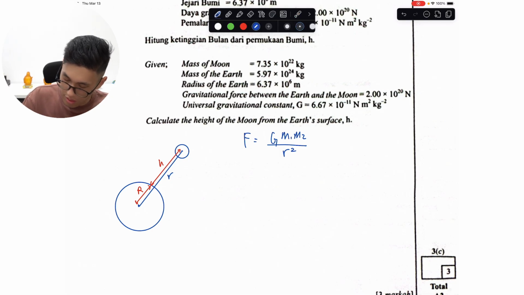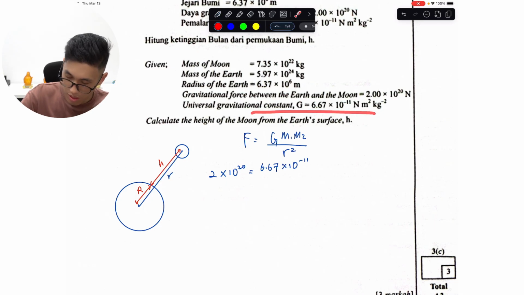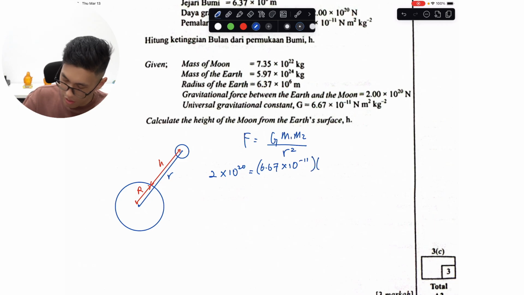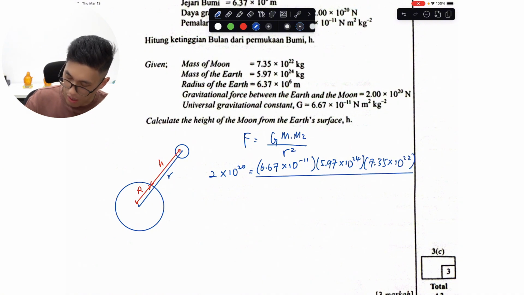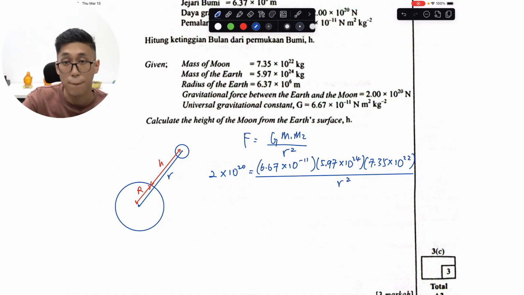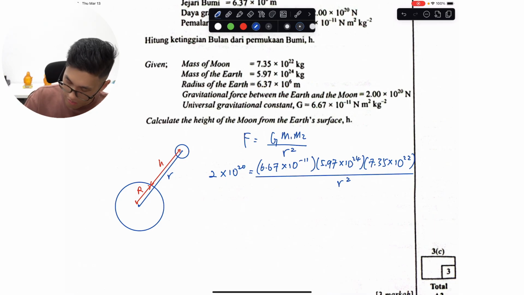So just write down the gravitational force, 2 times 10 power 20. G is 6.67 times 10 power negative 11. And then mass 1, you can just use whichever. Doesn't matter. So mass 1 will be, let's say, the Earth. Mass 2 will be the Moon, divided by r squared. So now you can find what is r.